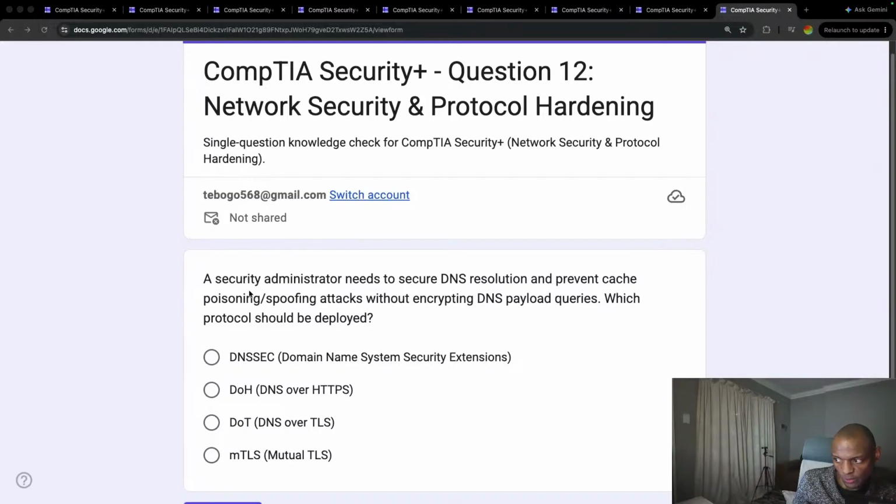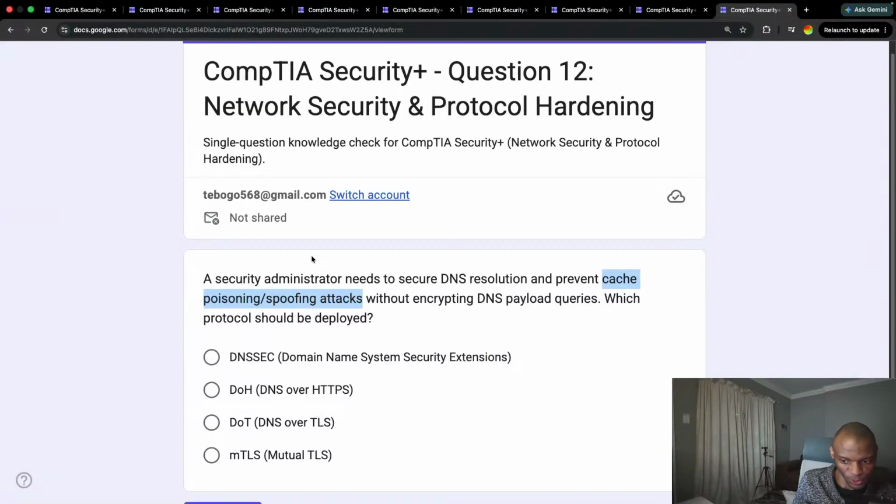So let's look at question 12. A security administrator needs to secure a DNS resolution and prevent cache poisoning or spoofing attacks without encrypting DNS payload queries. Which protocol should be deployed? And these are the options. So let's look at the question. A security administrator needs to secure DNS resolution. Those are the keywords, and prevent cache poisoning or spoofing attacks.